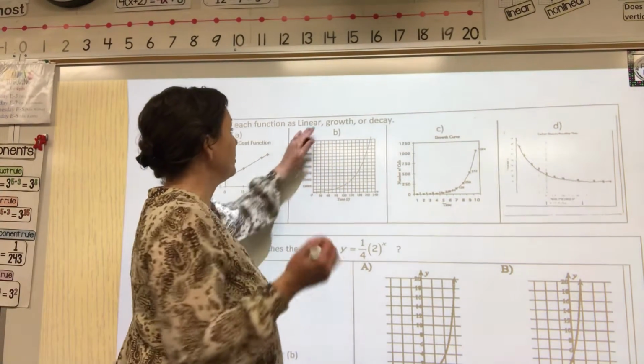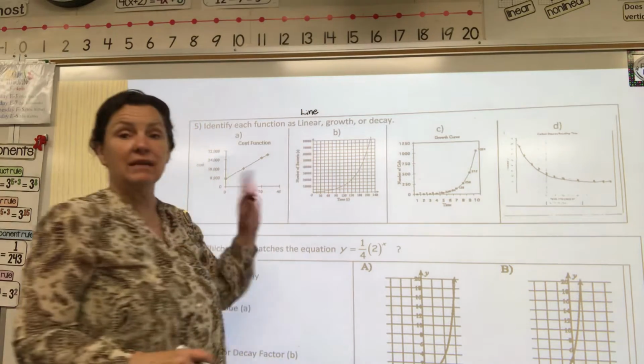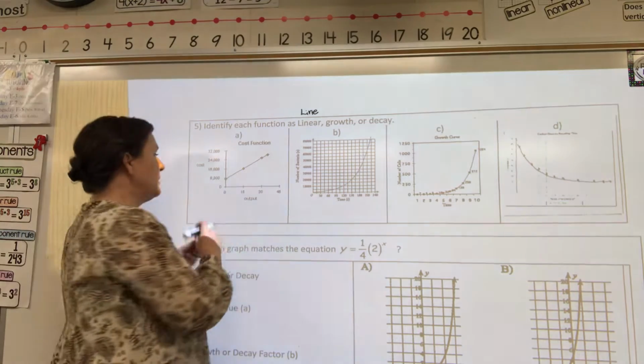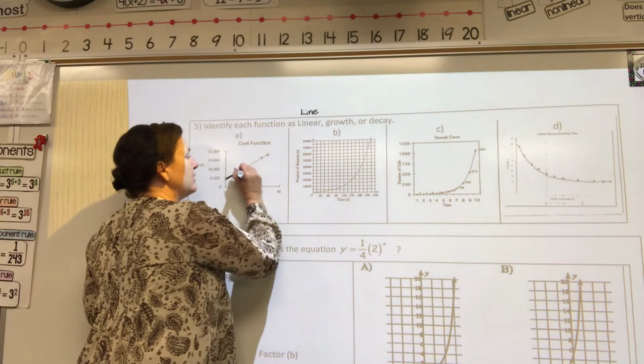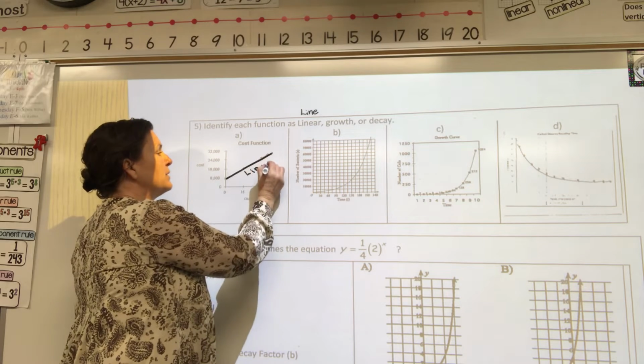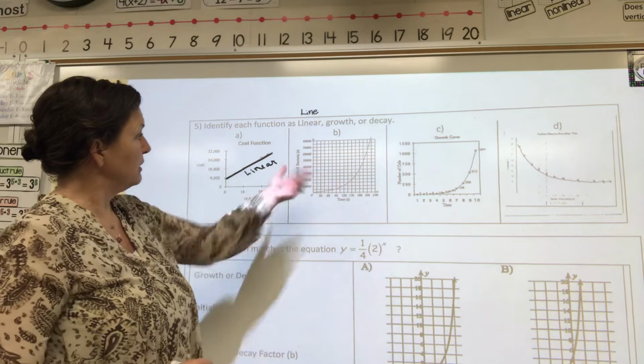So linear means that when you graph it, it forms a line. So let's see if any of these graphs form a line. We got the first one. It is actually a line. It's linear. It's a straight line. So this one is in fact a linear function. Cool. Let's look at this one.